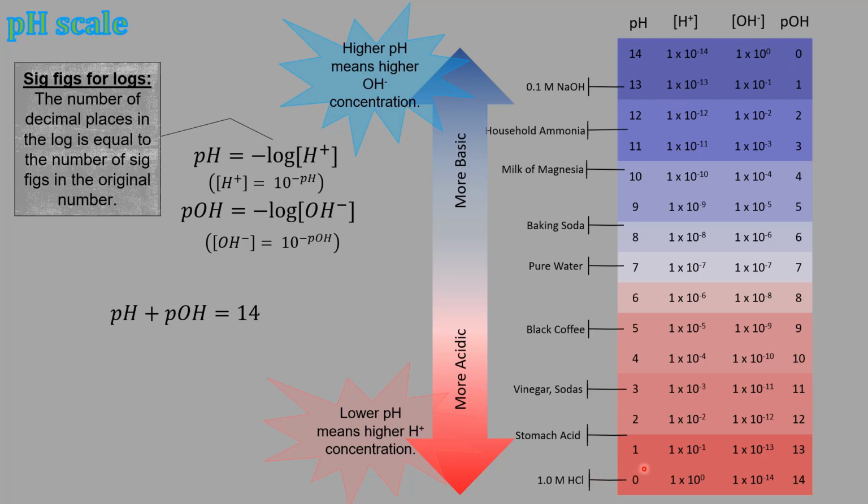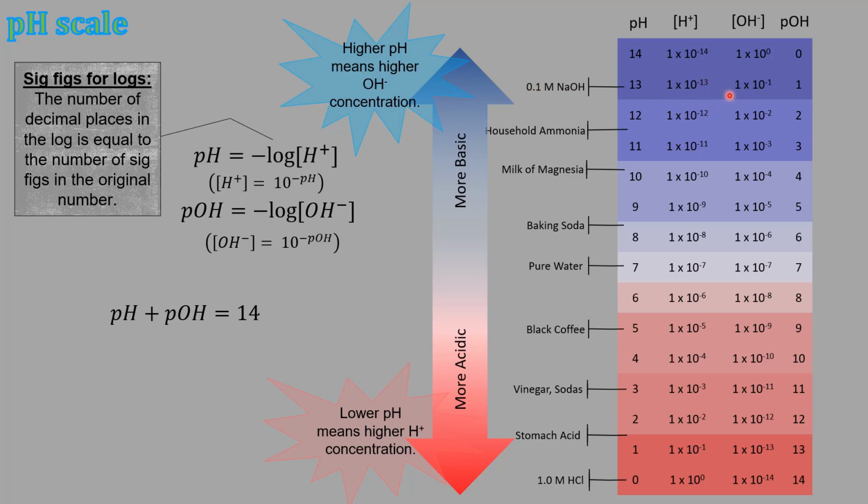So down here at pH 0, you can see that the concentration of hydrogen is just 1, and the concentration of hydroxide is 1 times 10 to the negative 14, and the pOH is 14. So always the pH and the pOH are adding together to give you 14 all the way across. Okay, so pure water is here at 7, and then we have 0.1 molar sodium hydroxide, which has a pH of 13 and a pOH of 1.